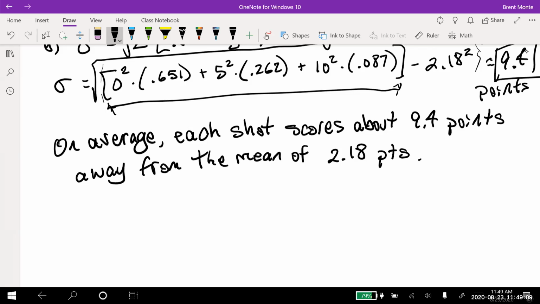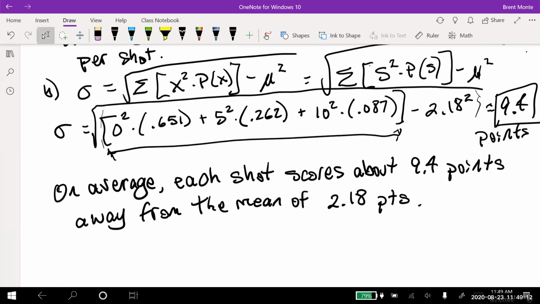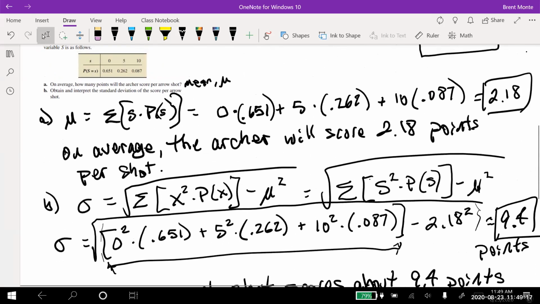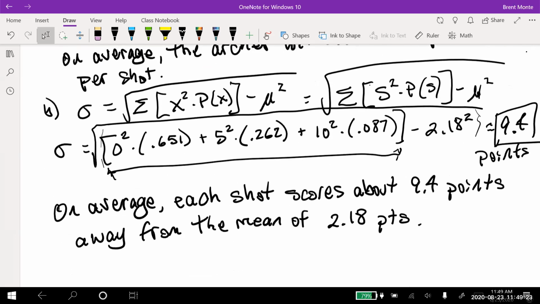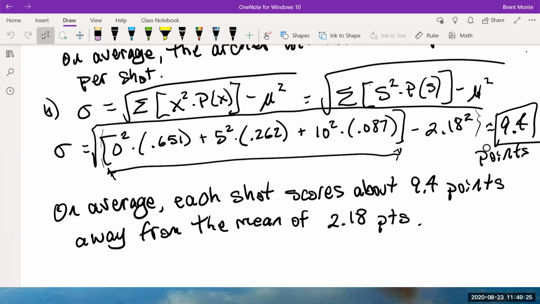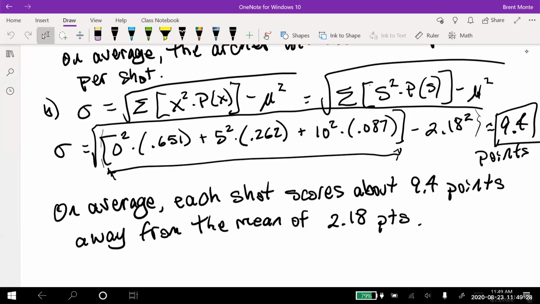Now, in my mind, I'm thinking that value looks a little big. So let me redo that calculation real quickly, see what we get. I think all my numbers are in there right. I'm checking them real quickly. And always check to make sure it makes sense. That to me just sounds too big. So let's do that calculation on the inside again. Let's do 5 squared times 0.262 plus 10 squared times 0.087. So I've got that. And then minus the 2.18 squared.